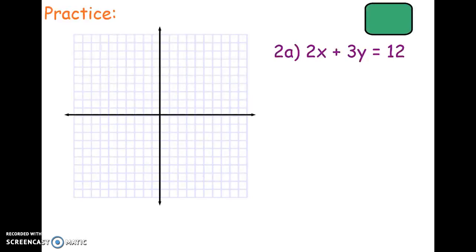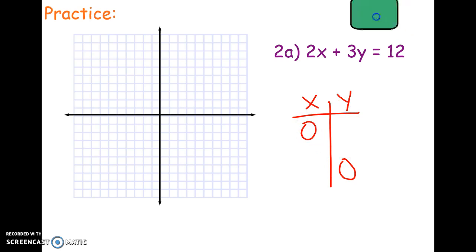So the cover-up method is essentially just putting a 0 in for our x to solve for y, and then a 0 in for our y to solve for x. So if I put a 0 in for x, remember anything times 0 is 0, so that part, the 2x, essentially just goes away. And then I'm solving for y, which in this case I just divide both sides by 3, and y is 4. Then I do the same thing by covering up the y, replacing the y with a 0, divide both sides by 2, and my x is 6.